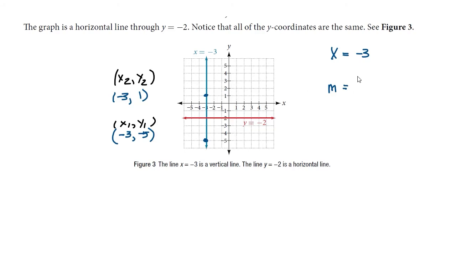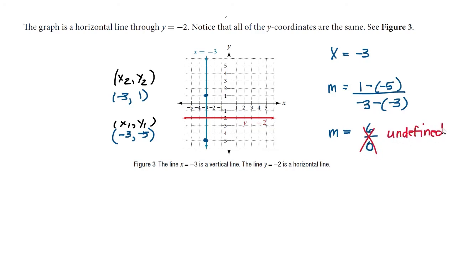So finding the slope of the line, I have y2, which is 1, minus y1, so minus -5, divided by -3 subtract -3. And that tells me that m is equal to 6 divided by 0. But we cannot have that. This is a divide by 0, so that means this is undefined. The slope of any vertical line is undefined.